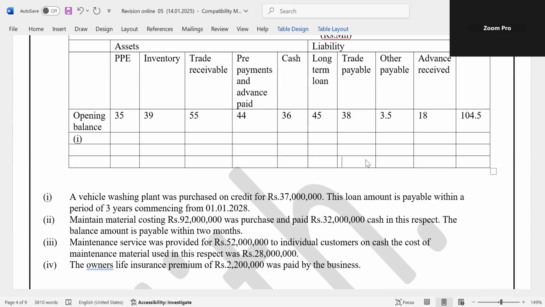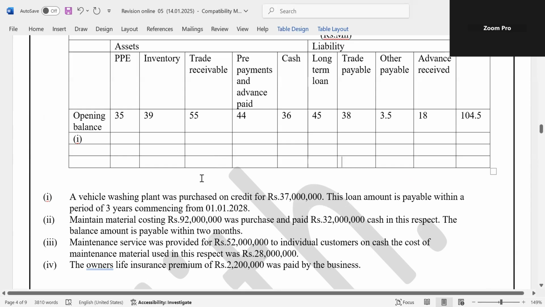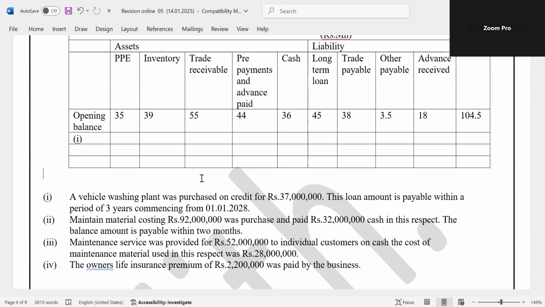This loan amount is payable within a period of 3 years, commencing from 1st January 2028. This is a vehicle maintenance service business, and the vehicle workshop plant is property, plant and equipment. Purchased on credit, value equal 37 million. How is it recorded?